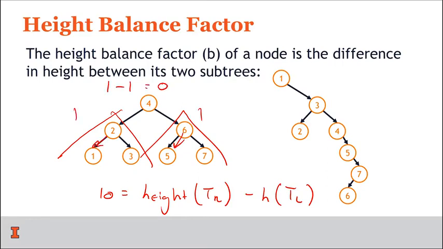1 minus 1 equals 0. So we say the balance factor of this root node is 0, that this node is perfectly in balance.